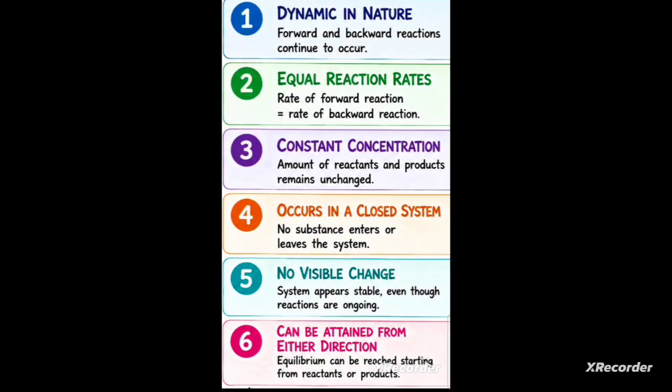6. Equilibrium can be achieved from either reactant to product or product to reactant, meaning chemical equilibrium can be approached from any point, either from forward to backward or backward to forward.